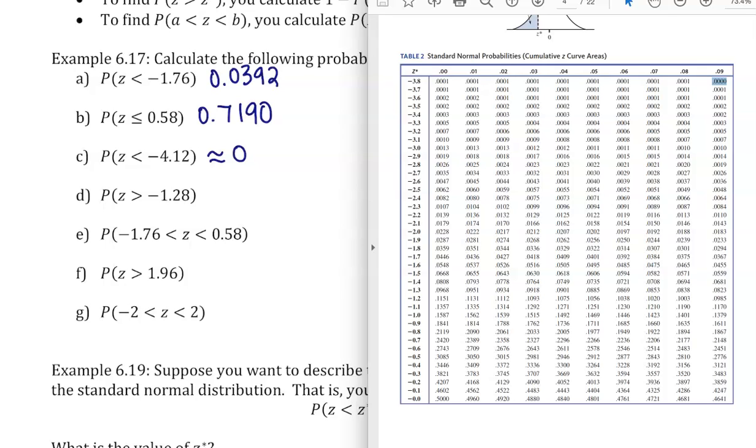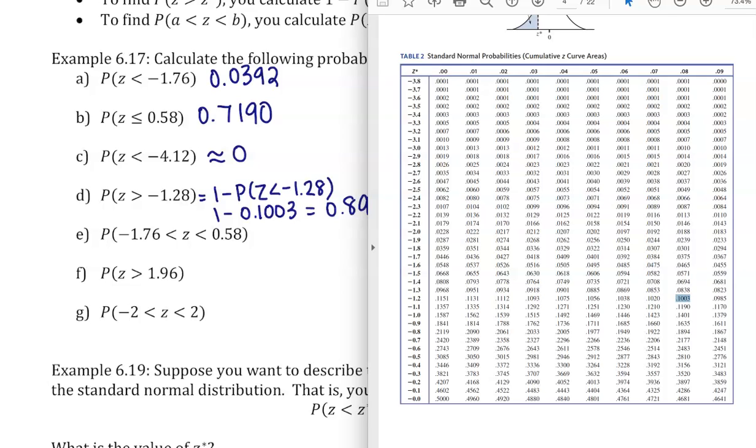Now let's look at a greater than problem. The probability that z is greater than -1.28 is equal to 1 minus the probability that z is less than -1.28. We have to switch to that because the table gives us the probabilities to the left, or the less than probabilities. So we find -1.2 for the row, and then we go to the 0.08 column, and we get this value 0.1003. So we'll do 1 minus 0.1003, and our answer here is 0.8997.